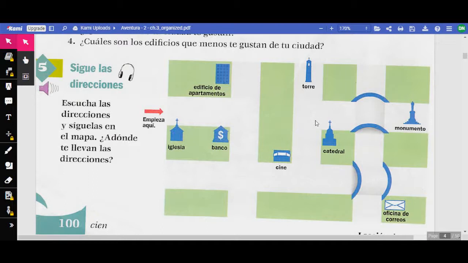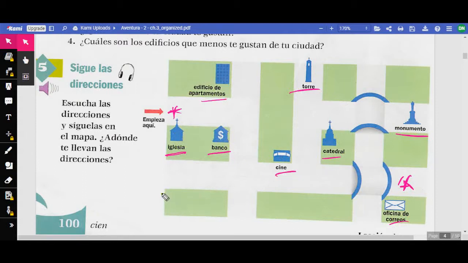I'm going to give you a map, and you will indicate how to get from here to a specific point. So this is just an example. At the same time, in this map, there's going to be some vocabulary sections like the meaning of iglesia, banco, edificio, cine, catedral, torre, monumento. So it's important that you review the names of the places in the city.